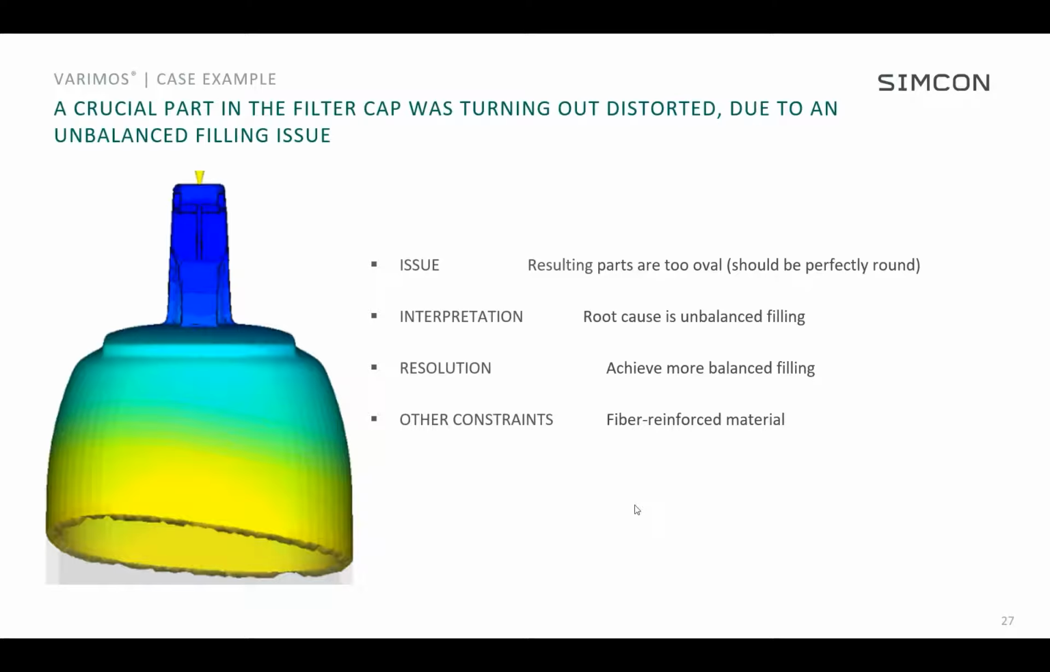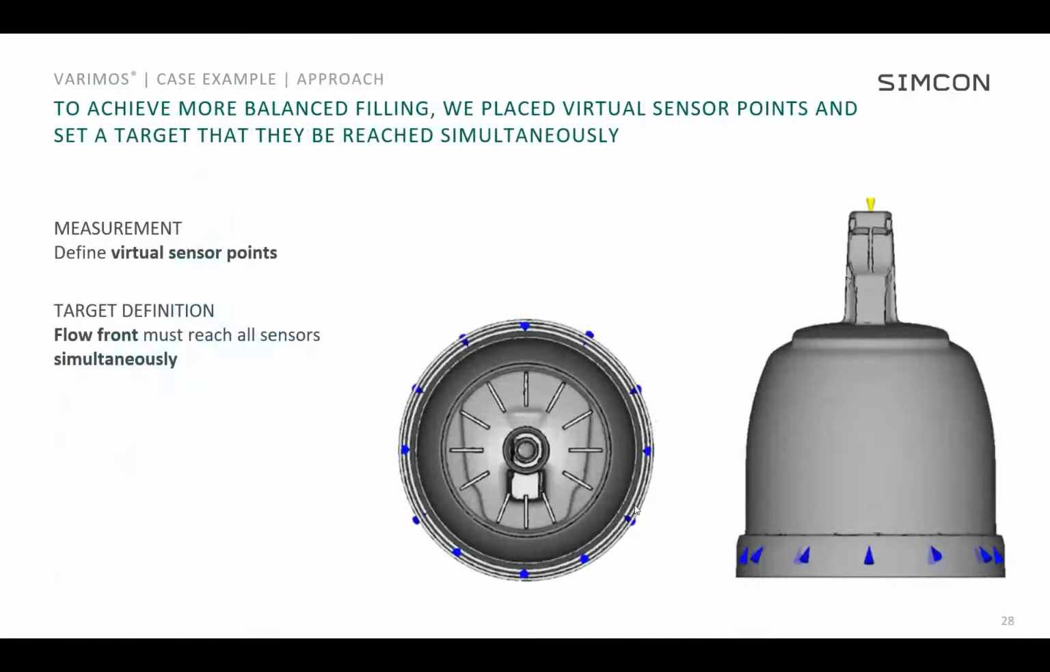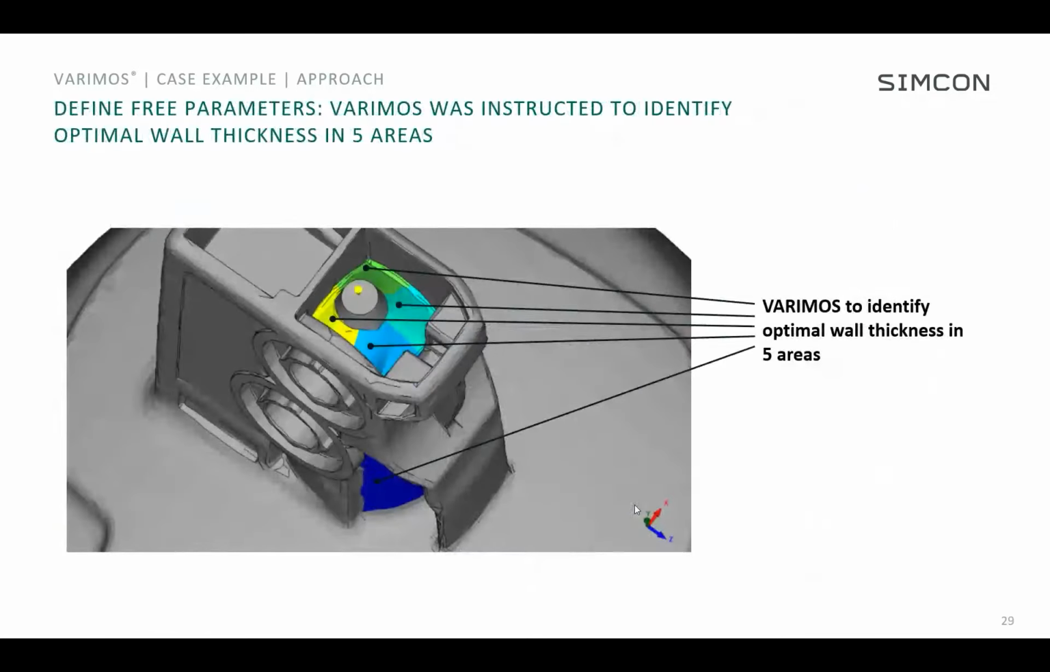The other constraint was to add a fiber reinforcement to the material as well, which is another aspect of the CADMould that can be used. Looking at how the simulation was set up, we had a number of virtual sensors on the part, which allowed us to measure the pressures at these areas of constraint. We then also identified 5 areas of wall thickness that we could vary to achieve a better flow constraint.